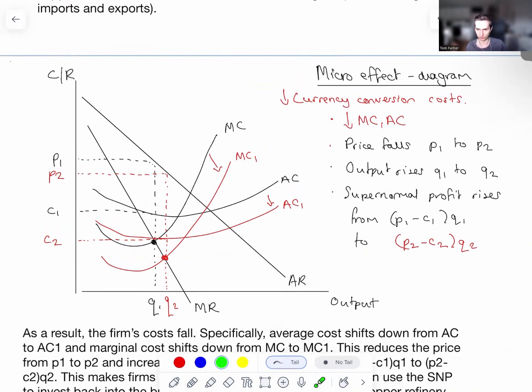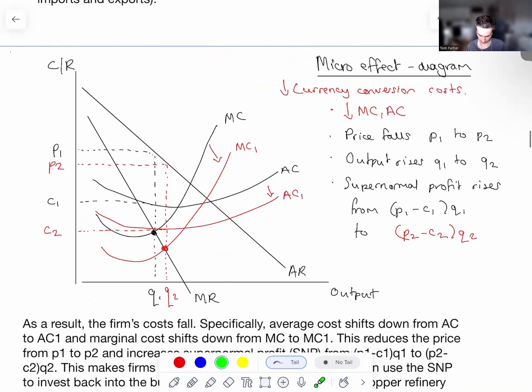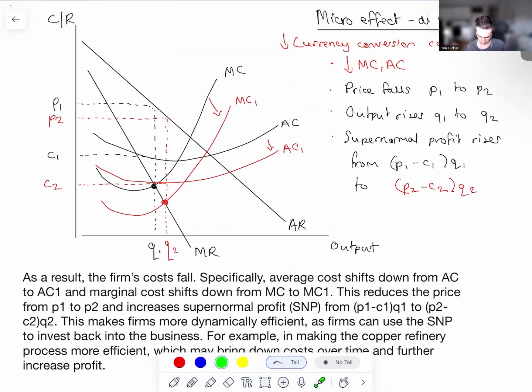So lower currency conversion costs, because you have to pay a middleman to convert between the lev and the euro, might mean lower marginal cost and lower average cost, and that's shown on the diagram here. So MC and AC are shifting downwards from MC to MC1 and AC to AC1. Now, what effect does that have on the diagram? Well, to begin with, the firm is producing where MC equals MR at Q1, and we can dot up to find the price, P1, and we can dot back down to find the average cost, C1. The profit is P1 minus C1 multiplied by Q1, which is this area here.